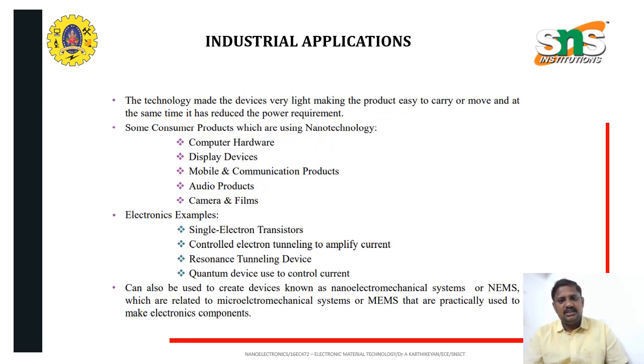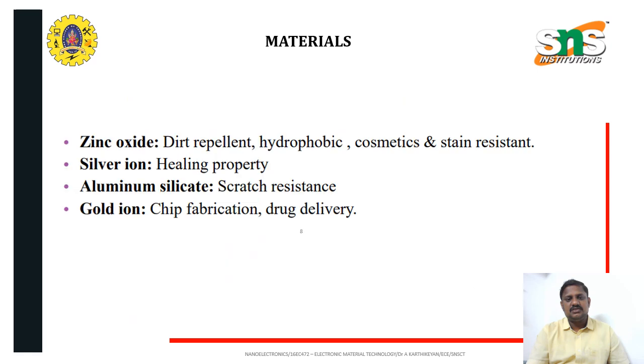And why we use it in industrial applications: mainly in computer hardware, display devices, mobile and communication products, audio products, and cameras and films, which we use in consumer products of nanotechnology. The main examples are the single electron transistor, controlled electron tunneling, amplifiers of current, resonance tunneling devices, and quantum devices used in control circuits, and we use MEMS and NEMS. So these are the main industrial applications of nanomaterials.